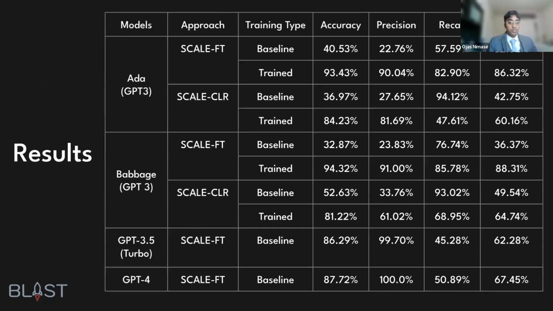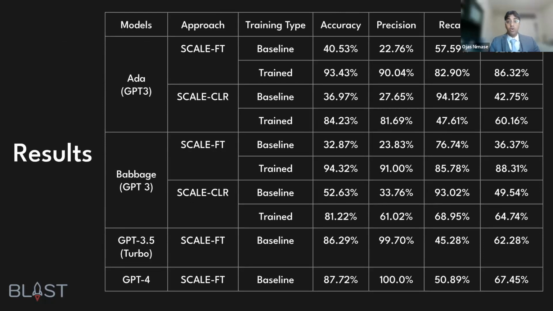As you can see, our approaches consistently improve performance compared to the corresponding baseline. Specifically, you can see how Scale FT shows an improvement of over 60% in the accuracy of the Babbage model, and Scale Clear shows an improvement of around 30%. Notably, the accuracies of Scale FT on both Babbage and Ada are higher than the accuracies of GPT 3.5 Turbo and GPT-4, which are currently some of the most advanced state-of-the-art models.